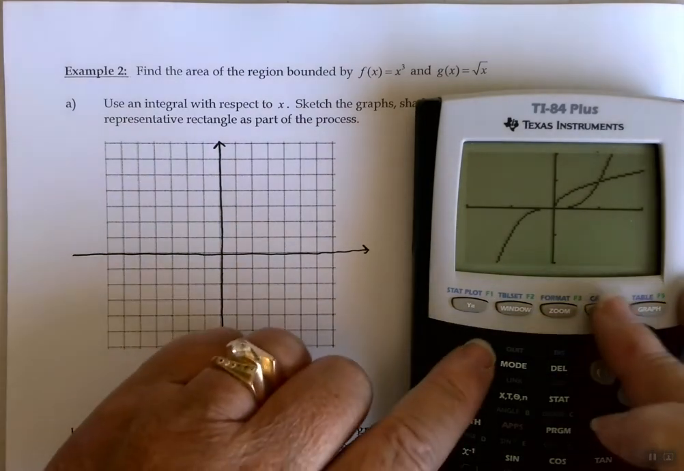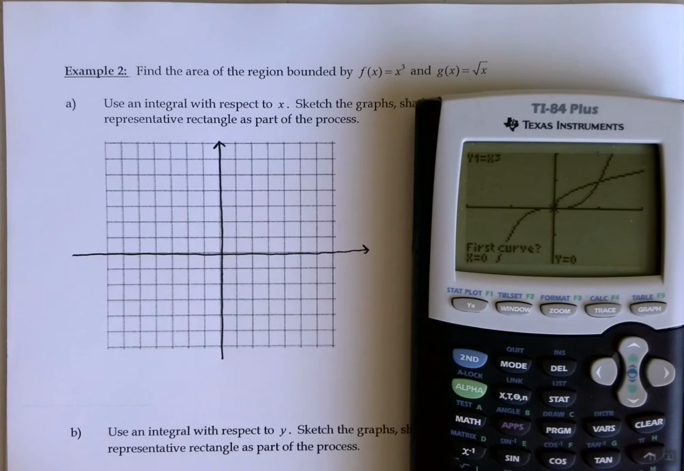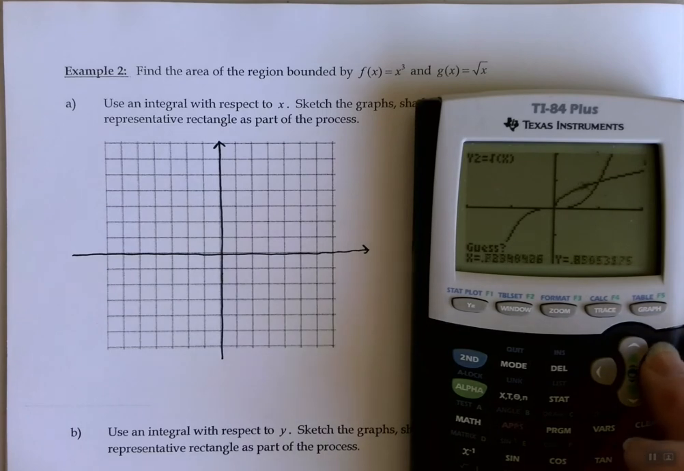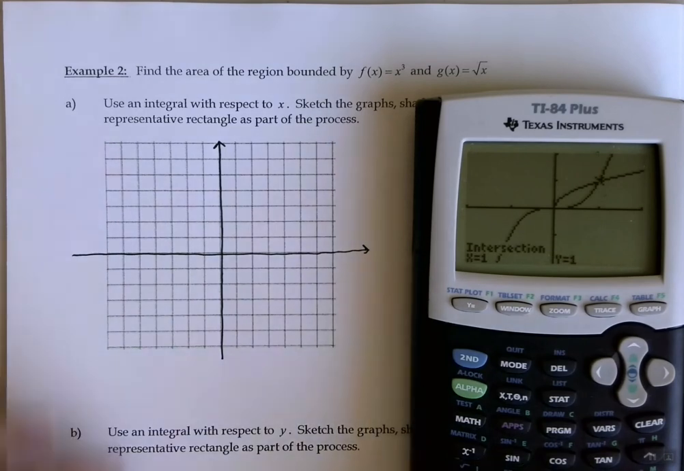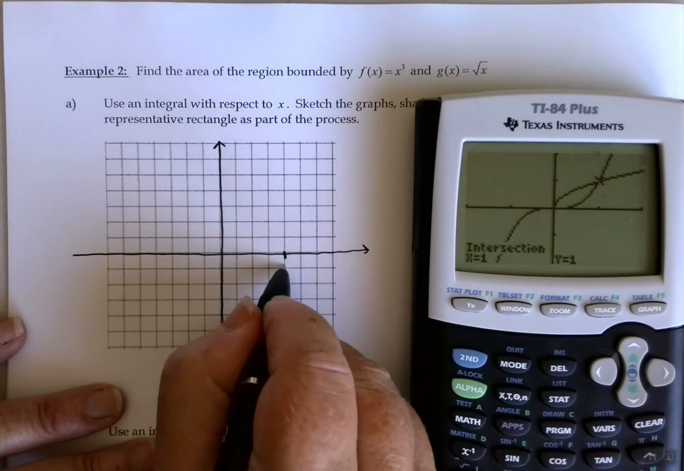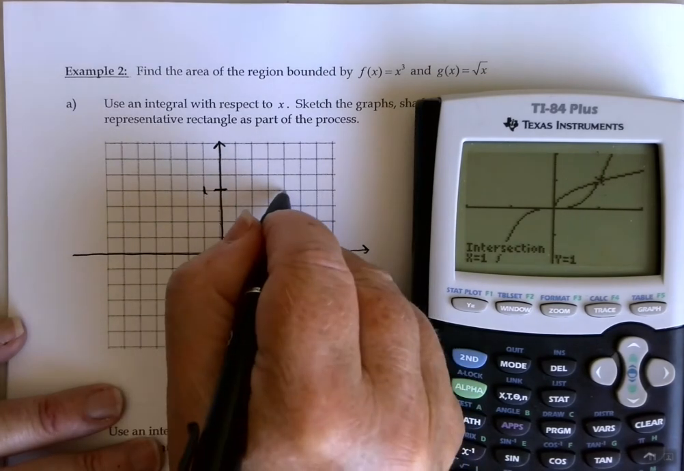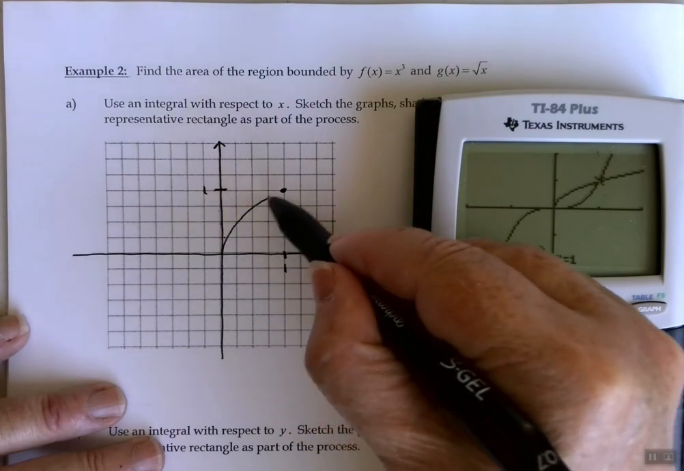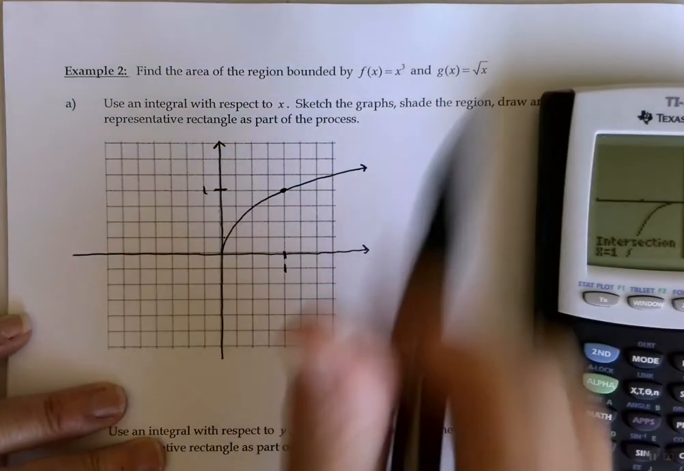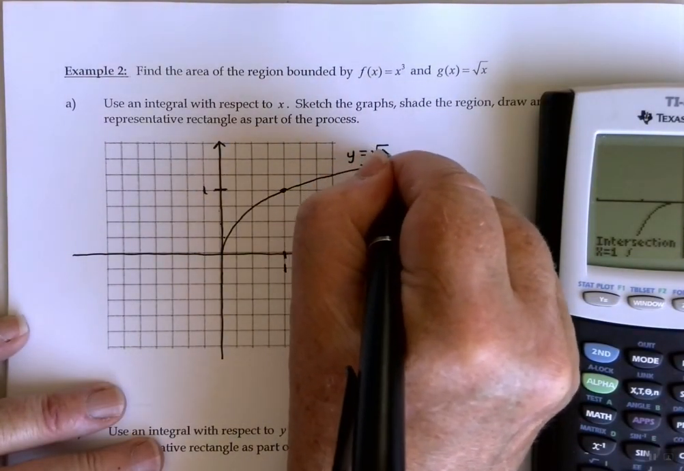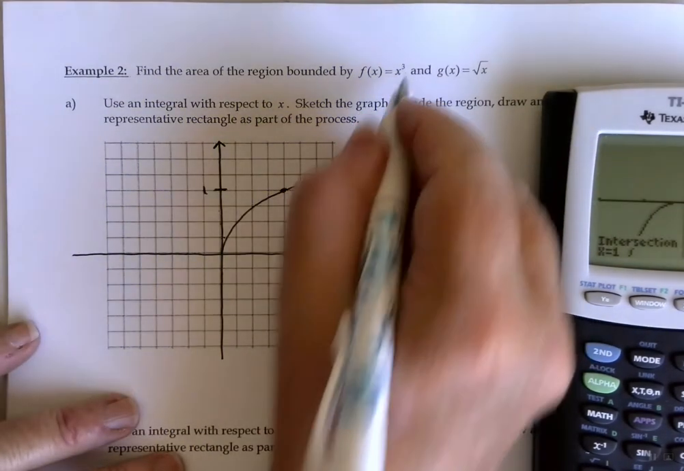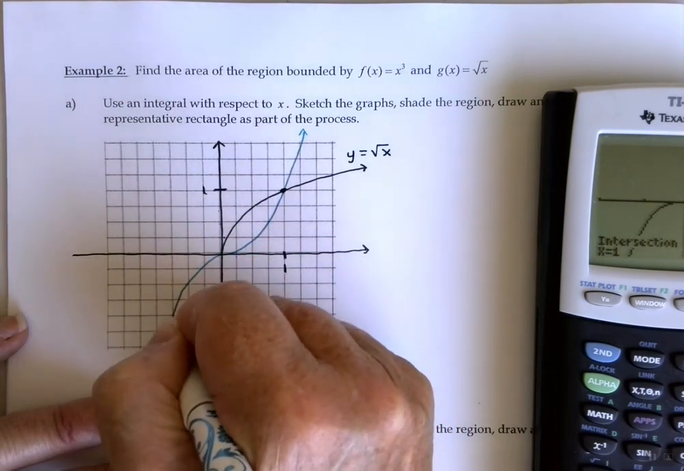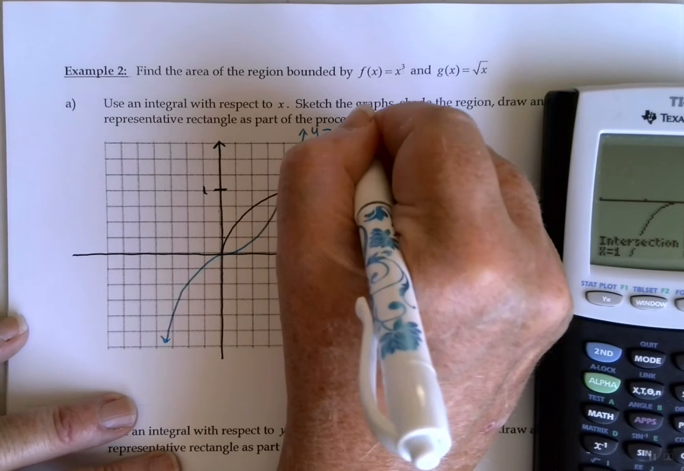And this intersection point right here, I can find that using the second calc intersect. First curve, second curve, and I know 0, 0 is that intersection point. It's this one that I'm interested in. And it is 1, 1. So let's see, 1, 2, 3, 4. Let's call this 1. We'll call that 1. And that's where my graphs are going to intersect. The square root curve just looks like that. That one's what we call g of x, or just y equals the square root of x. And the other one, the cubed graph, y equals x cubed. Look like this. Like so.